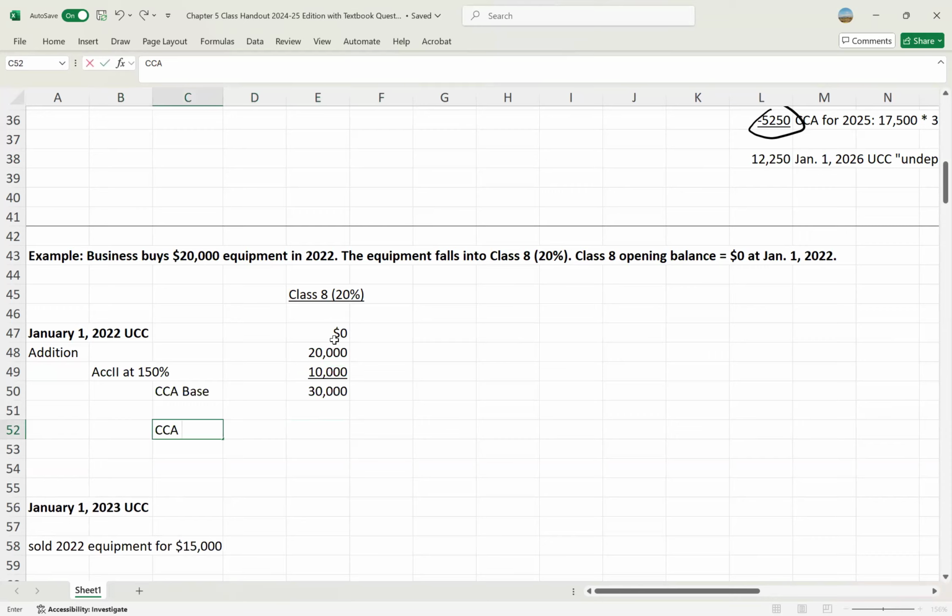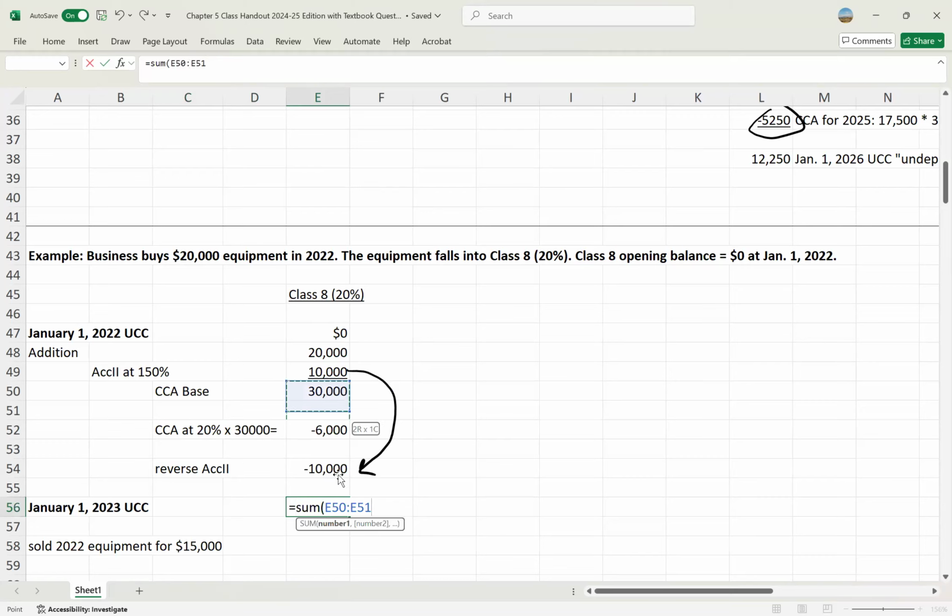The CCA will be at 20% times 30,000. And so the deduction that we get to take will be $6,000. And once again, this is a continuity schedule. So then we've got to basically reverse the accelerated investment incentive amount. So that 10,000 that we added just for the CCA calculation, we've got to take that out now. And then the balance going into next year will be 14,000.